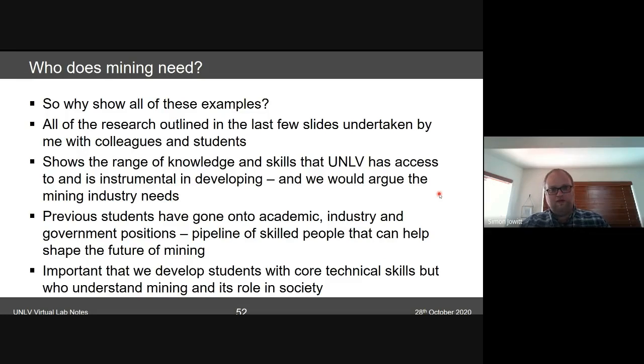Equally, the students who do this research have gone on to academic positions, industry positions in the mining industry, and government positions. We're aiming to produce a pipeline of skilled people that can help shape the future of mining. It's important that these students have core technical skills, but also understand mining and its role in society, which is the entire focus of the first half of this talk.